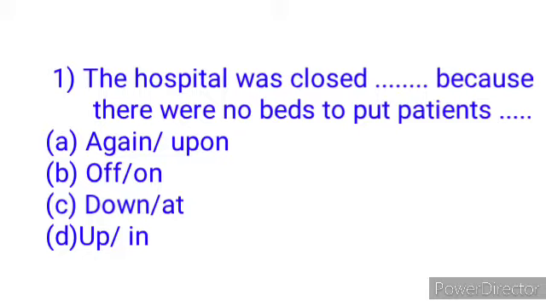Now option C, we have down / at. When you say a hospital or an establishment is closed down, what you are saying is that that establishment has stopped working permanently. It means that it is no longer operating permanently. Now, this word down collocates with the word closed. Let's look at the second one, at. This preposition at is used in showing place, the location of something. So it's not the correct answer.